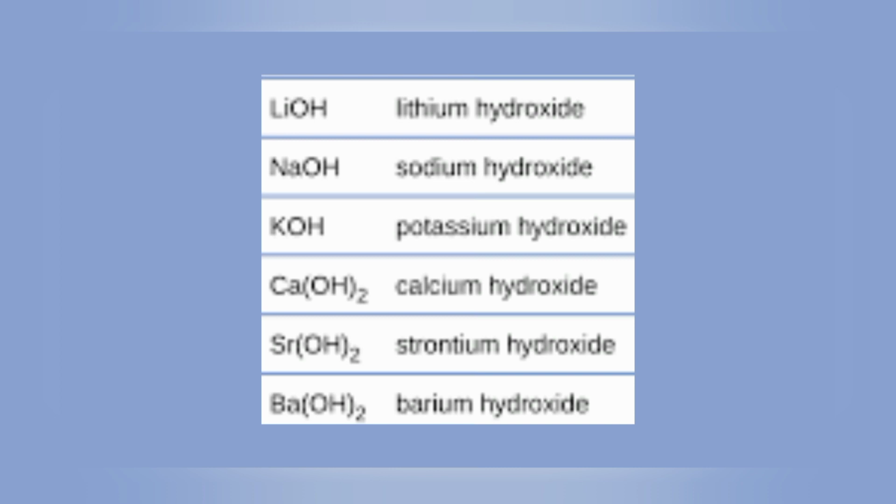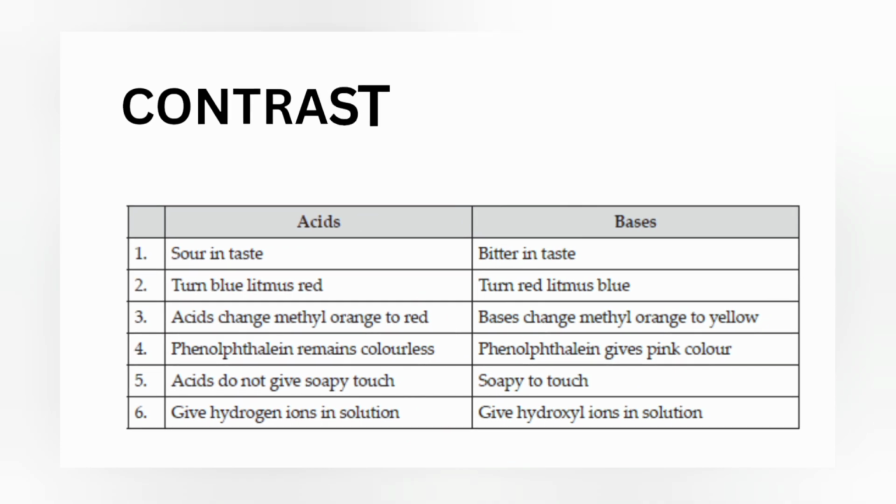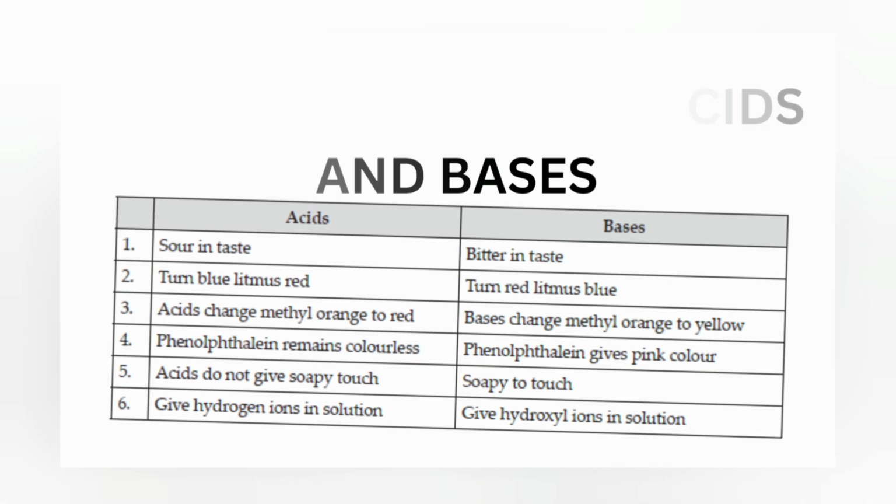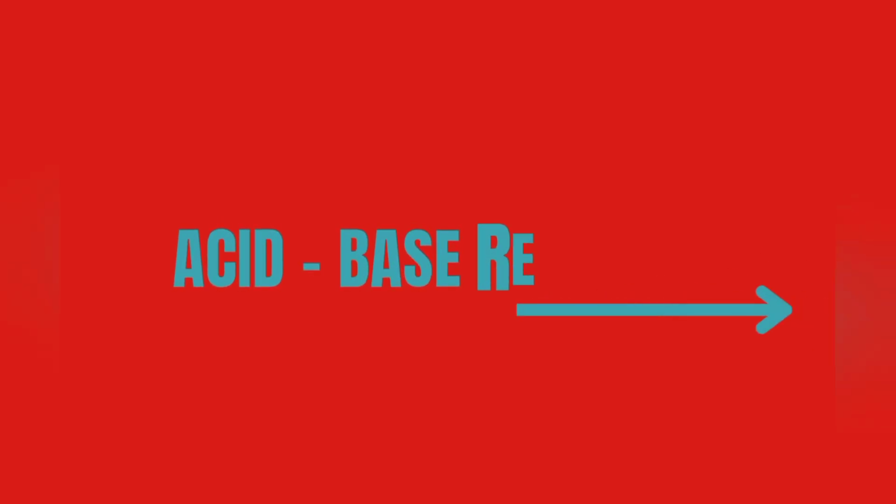From the aforementioned properties, we can easily deduce the basic differences between acids and bases, from the ions they produce while dissolved in water, to their reaction with different litmus colors, to their taste, to the feel in the hand and their basic reactions. Now let's see what happens when acids react with bases.